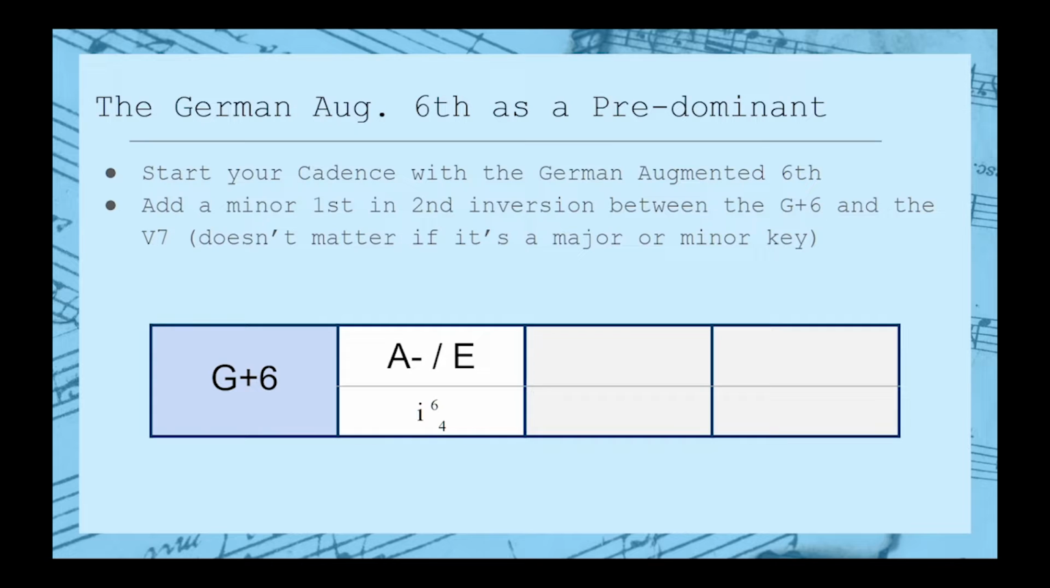It doesn't matter if you're in a major or minor key, just build a minor triad on your 1st scale degree and place it in 2nd inversion. After this, continue your cadence as usual by adding a V dominant 7 chord and then resolving.